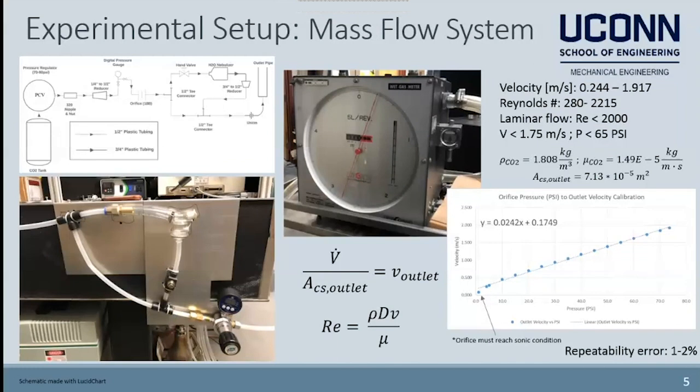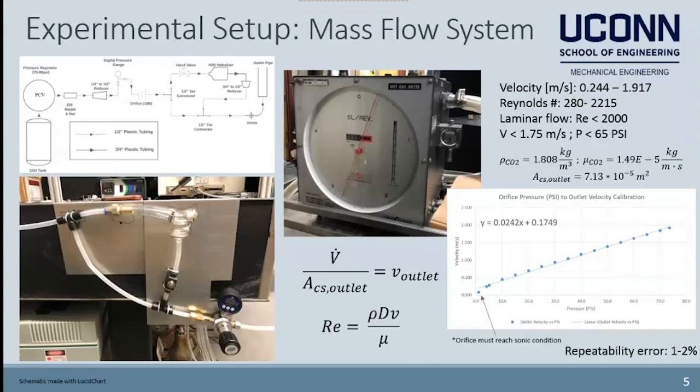Assuming atmospheric conditions, density and viscosity of CO2 were taken as 1.808 kilograms per meter cubed and 1.49 times 10 to the negative fifth kilograms per meter per second respectively. A conservative limiting Reynolds number of 2000 was chosen to ensure laminar flow. This results in a maximum velocity of 1.75 meters per second.